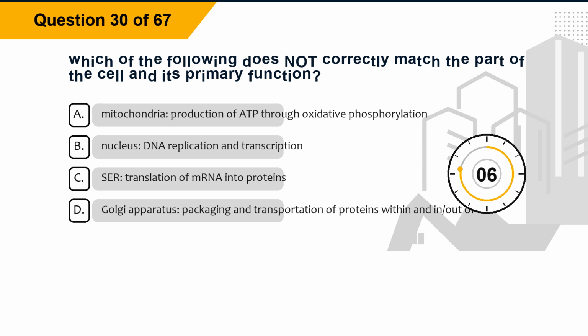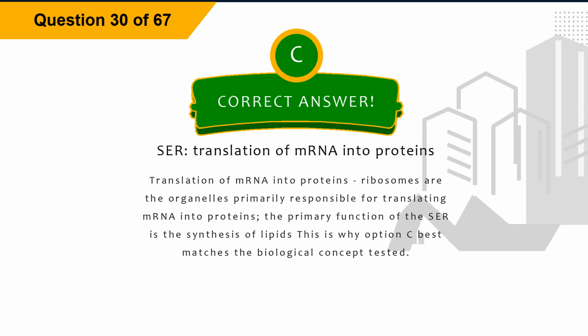Option D, Golgi apparatus, packaging and transportation of proteins within and in/out of cells. The correct answer is option C, SER, translation of mRNA into proteins. Explanation. Translation of mRNA into proteins. Ribosomes are the organelles primarily responsible for translating mRNA into proteins. The primary function of the SER is the synthesis of lipids. This is why option C best matches the biological concept tested.